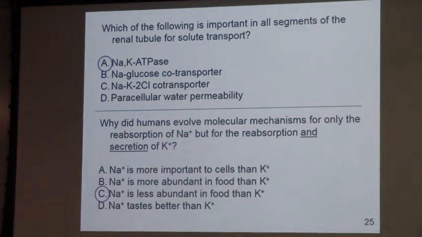So let's go through them. Sodium is more important to cells than potassium? No, they're both equally important. Sodium is more abundant? No, we said that that's false. Sodium tastes better than potassium? Yes, that's true, but that's not why we evolved that. Have any of you ever tasted potassium chloride? It's bitter. It's salty-ish, but it's bitter. It's not enjoyable to taste potassium chloride. But we get a lot of potassium from fruits, nuts, grains, and meat.